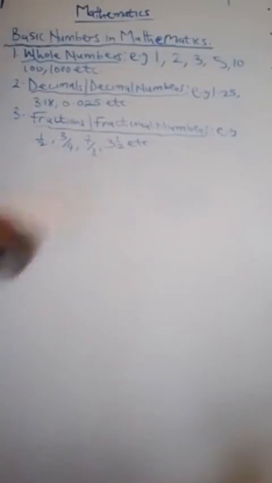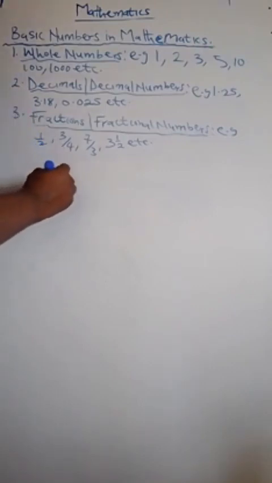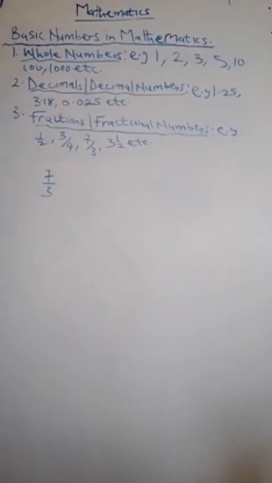There are 3 major types of fractions. 1, we have improper fractions. An improper fraction is a fraction in which the numerator is greater than the denominator. Example of an improper fraction is 7/3. If you look at it, 7 is the numerator and is greater than 3, which is the denominator. A fraction like this is an improper fraction.